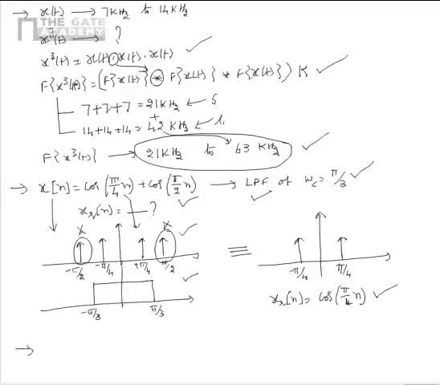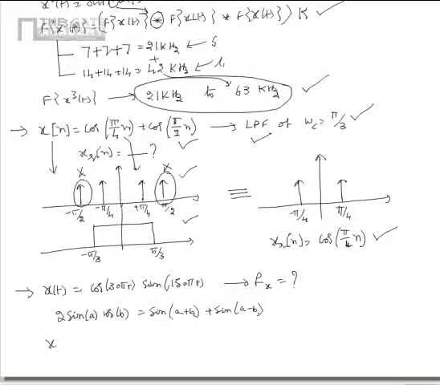Now let us consider another problem as per which it is given that there is a signal x of t which is equal to cos 30 pi t multiplied by sin 150 pi t. We need to find the cutoff frequency of this signal x of t. We know the identity that 2 sin A cos B is equal to sin of A plus B plus sin of A minus B.